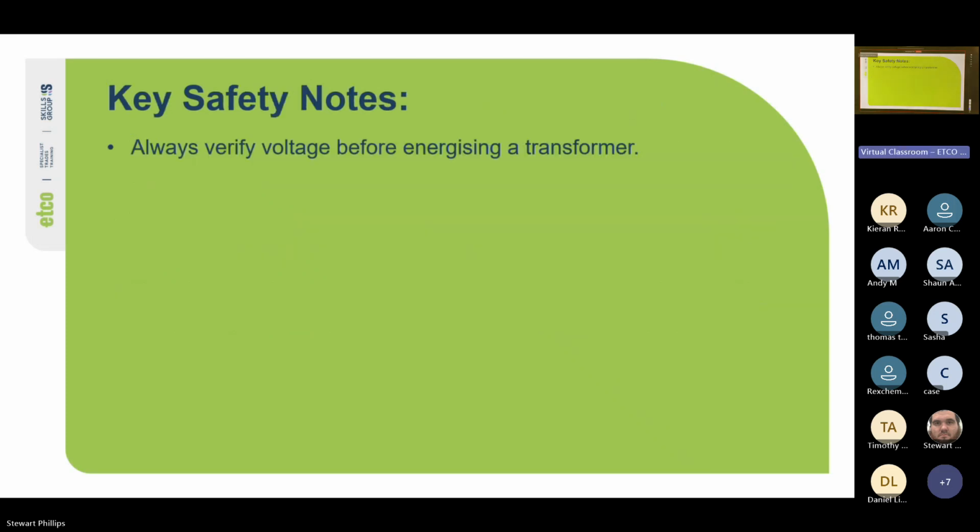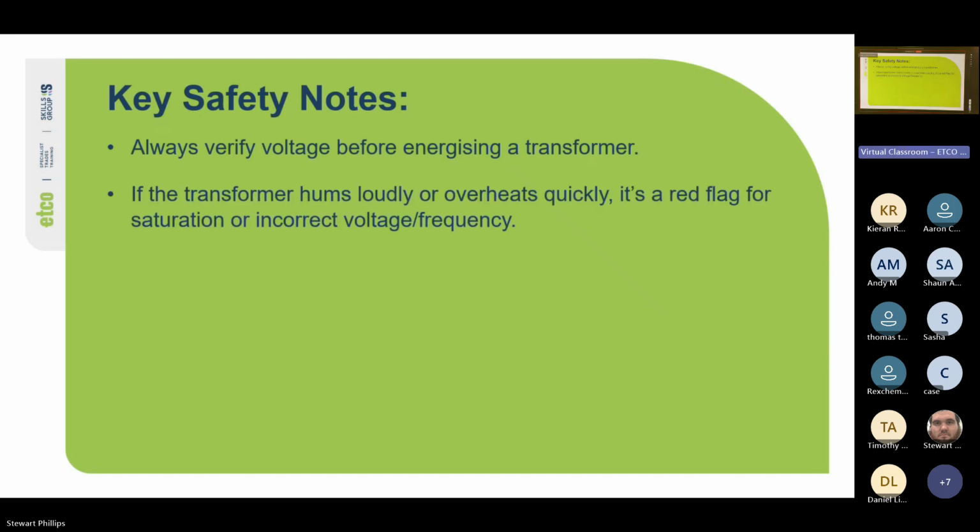Those are key safety notes. Always verify your voltage before you energize a transformer. So make sure it is rated for the voltage you're about to put it on. If the transformer hums loudly or overheats quickly, it's a red flag for saturation or incorrect voltage or frequency. So you plug it in and it hums louder than you think it should, disconnect it straight away. Check your voltage, check you haven't accidentally connected the secondary to the primary, or you're connecting a 400 volt to a 230 volt, because the last thing you want to do is oversaturate.